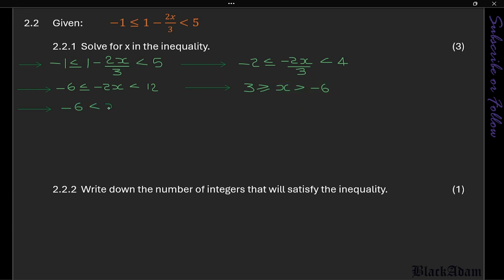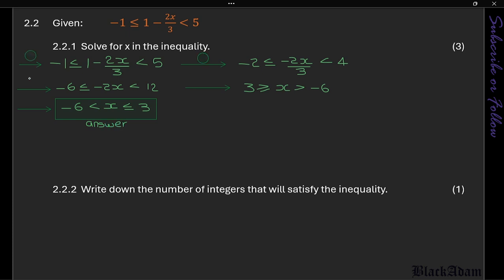Negative 6 less than x, and then we have x. If 3 is greater or equal to x, then x is less or equal to 3. So that gives us our final answer for 2.2.1.